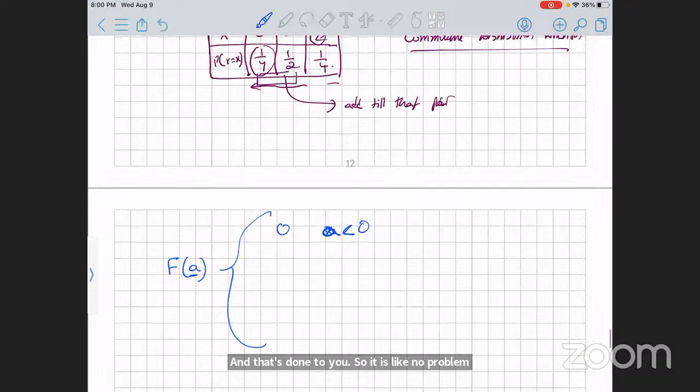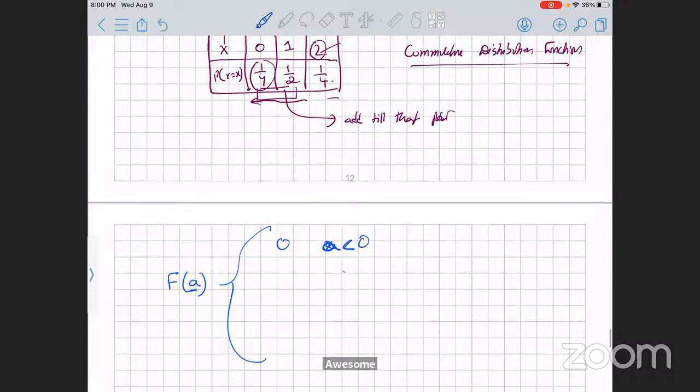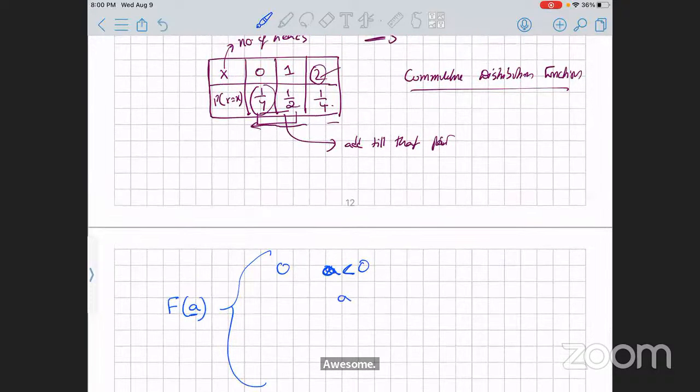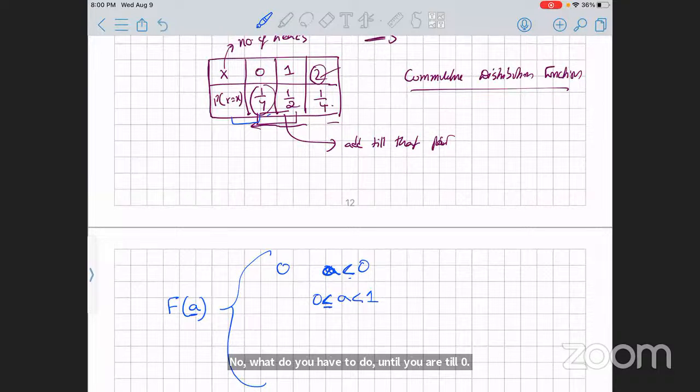Now, listen to this carefully. A can be in between 0 and 1. Agree? Clear? Now, it is less than 1, so you have to put equal to it. What you have to do is add the probabilities till 0. 1 by 4 plus 0 is 1 by 4.